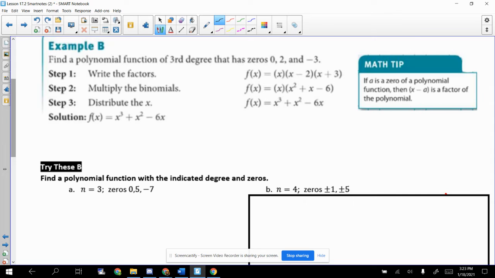So in example B, it tells you that it is a third degree polynomial, which remember means your answer should look like an x cubed polynomial. That's the degree. And then they give you the zeros, so at 0, 2, and -3. So remember that can be written as x equals 0, x equals 2, and x equals -3. I'm just going to write these here.